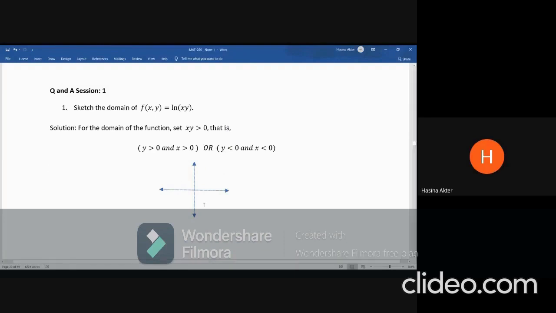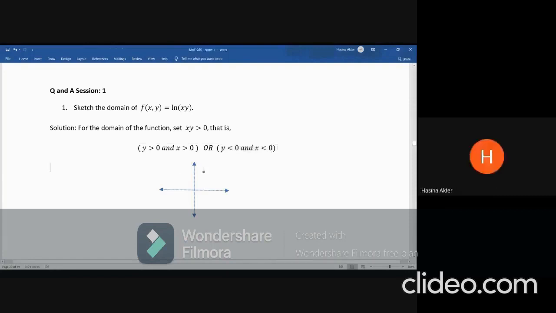From those four portions, you take those two portions where x and y both are positive, or x and y both are negative. So it gives you the first quadrant and the third quadrant. Did it make sense now? Yes, miss. Class, you're good?